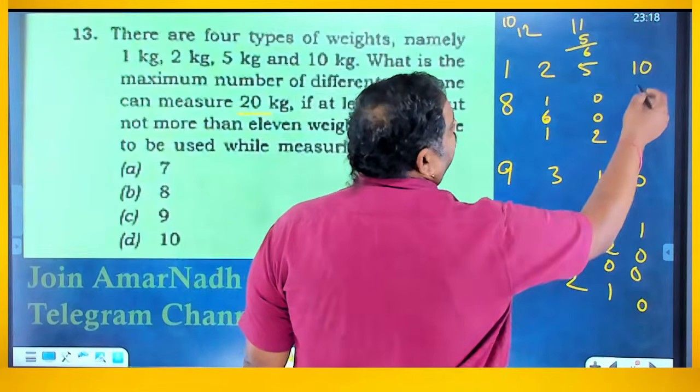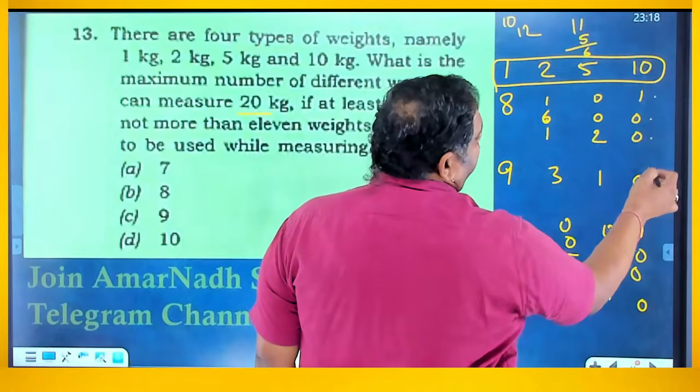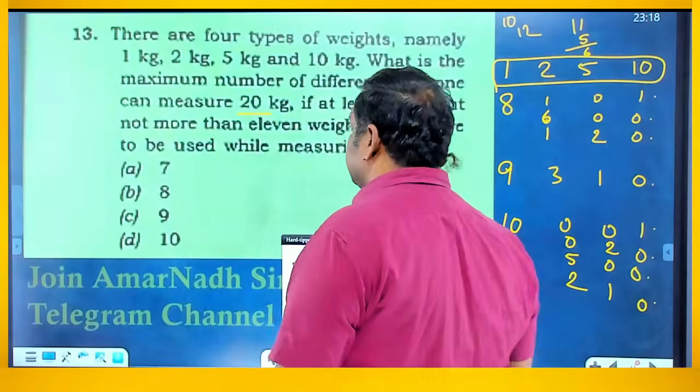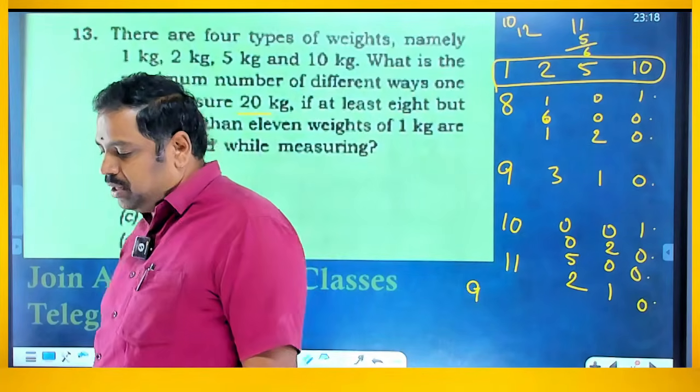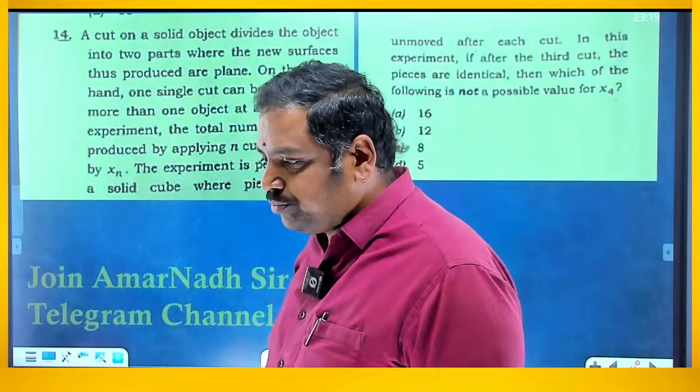Total, how many count it? These are the weights, right? Don't count it. 1, 2, 3, 4, 5, 6, 7, 8. How many here? 8. So which option is the answer here? B is the answer. Understand here? This is the way that we have to solve it. Right. So the next beautiful one.